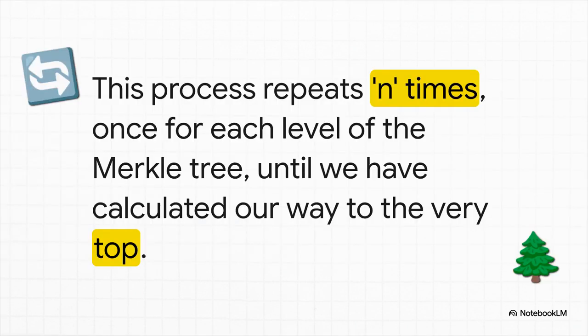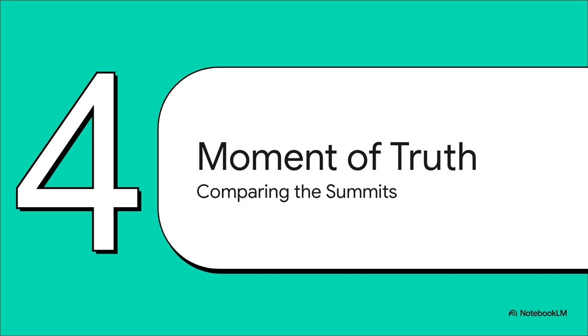This process of check, combine, and climb just repeats n times, once for every level in the tree. With each loop, we're getting higher and higher until finally we've computed our way to what should be the very top. And here's the crazy part. For a list with, say, 1 million items, this entire climb only takes about 20 steps. It's incredibly efficient.